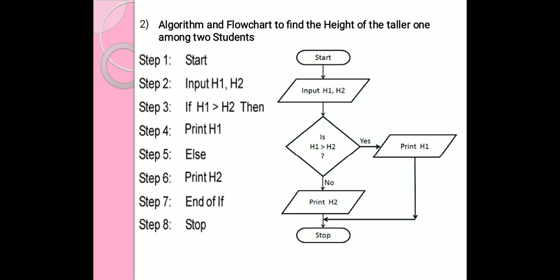The decision, or rhombus, has two flows, for yes and no. Yes means h1 is greater than h2; if it is true, then the tallest student is h1. Otherwise, if it is no, the tallest height is the second student's height, that is h2. After printing h1 or h2, the last step is stop.